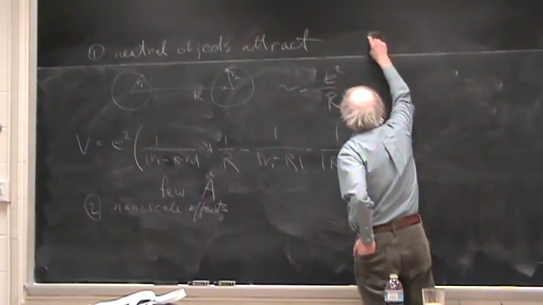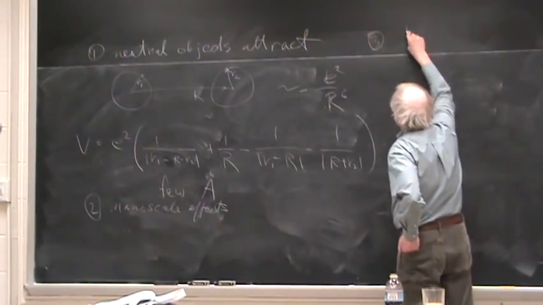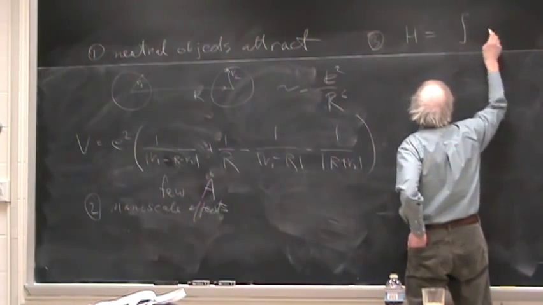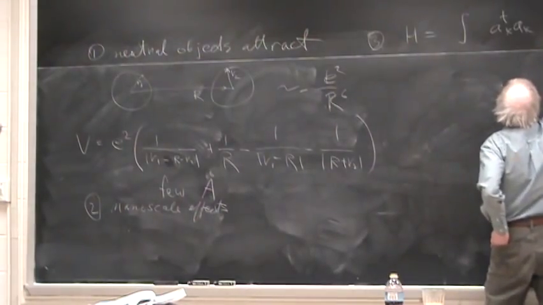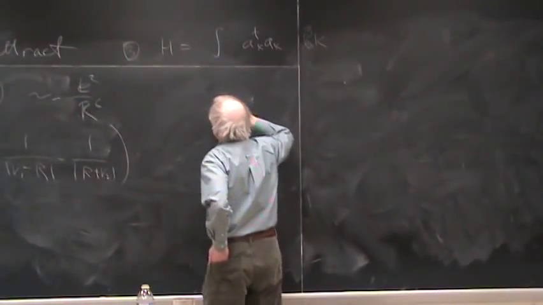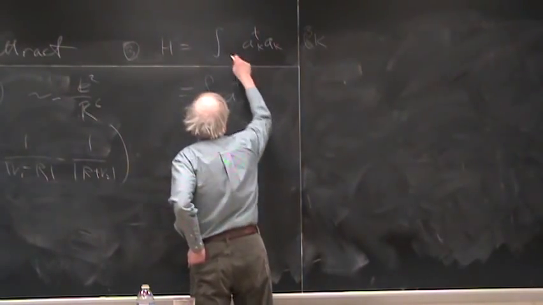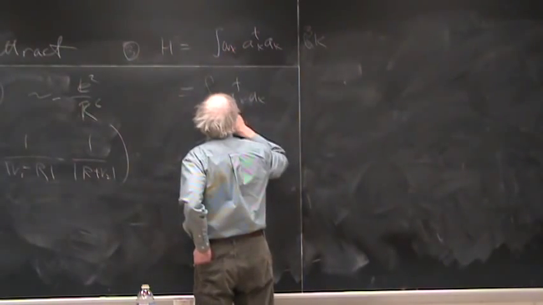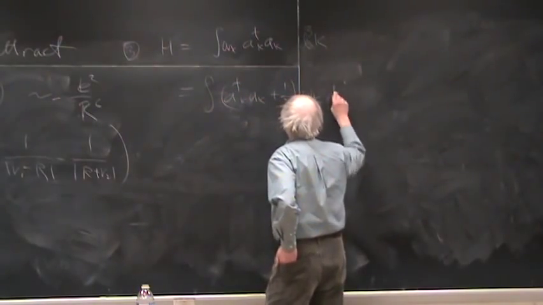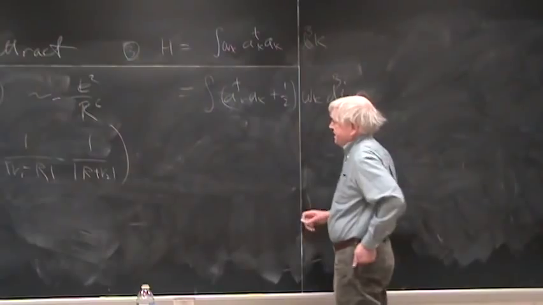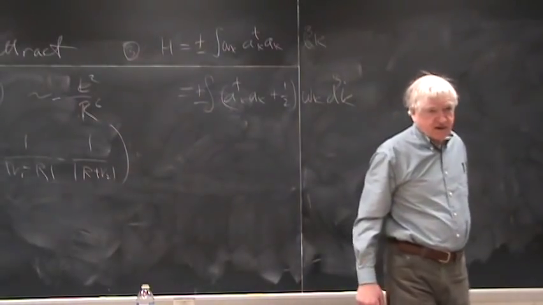But the third thing is, what is the vacuum energy? Is, for example, the Hamiltonian an integral of a dagger k, a k, d cubed k, or is it a dagger k, a k plus a half, omega k, d cubed k? I'm writing it for bosons. If we're talking bosons or fermions, for fermions you get a minus sign.